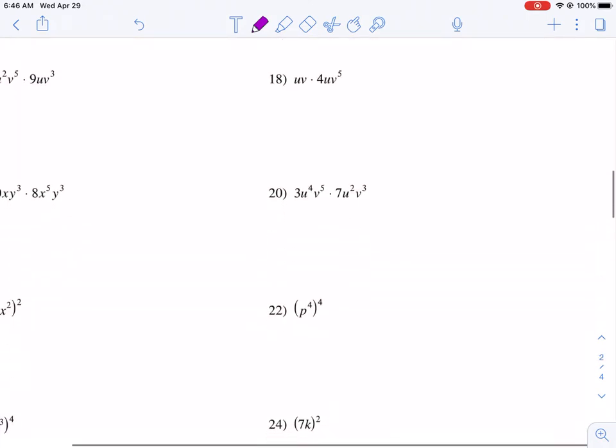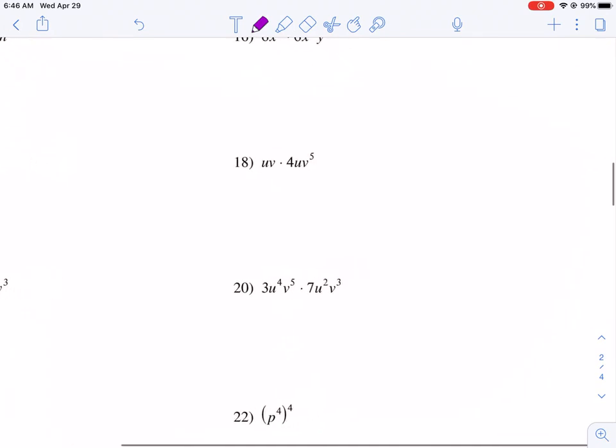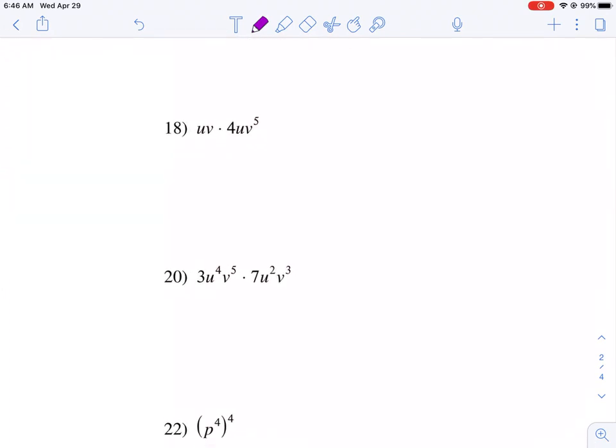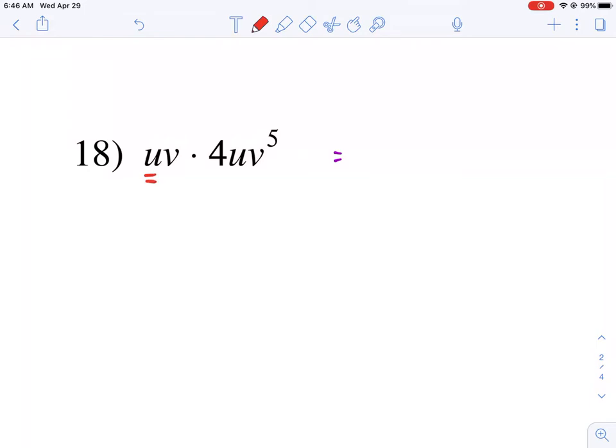Let's scroll down to maybe, okay, we'll do some in this area. So number 18, we have uv times 4 uv to the fifth. This is when you need to stay organized. We have our u's, we got v's, and then we have that 4 there. So let's kind of leave the 4 alone. It's done. There's no other numbers to multiply it by.